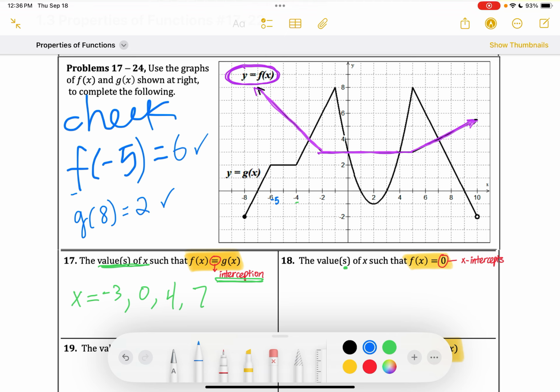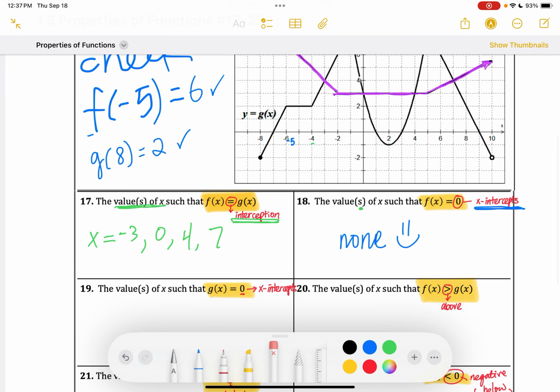We are looking for the 0, aka we are looking for the intersection with the x-axis. So activate your eagle eye. Look at the purple function. Do you see the purple function cut through the x? Do you see any x-intercept right there? No, no, no. So believe in yourself. There is nowhere. There is none. So believe in your eagle eye, okay? What you see is what you got. There's none.